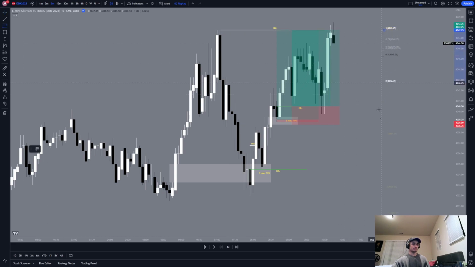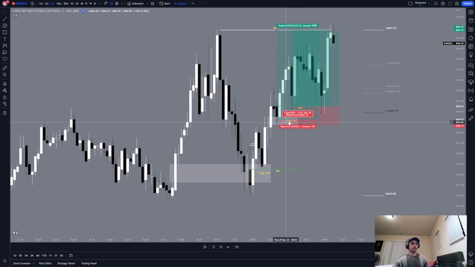Last thing that I would recommend is to draw out your discount and premium. So if we're taking a long position, we ideally want that long position to be underneath the 0.5, and you can see this 5-minute fair value gap is underneath the 0.5 of the current range, right?